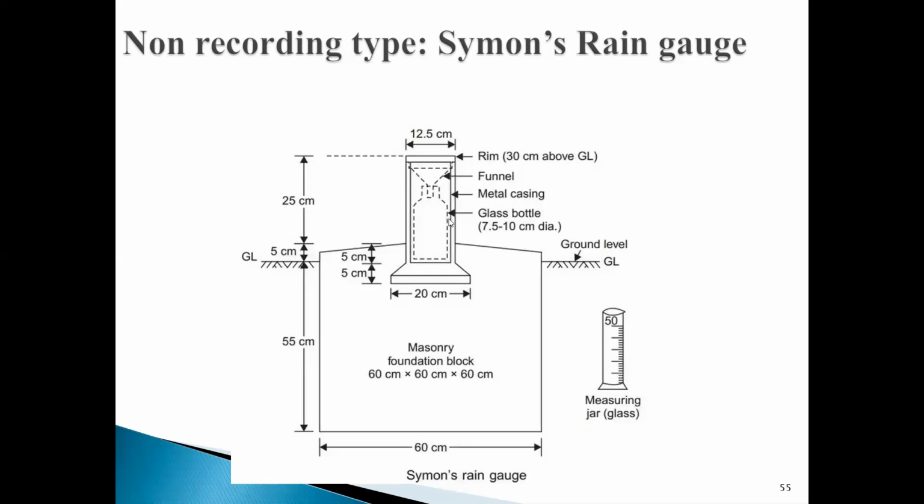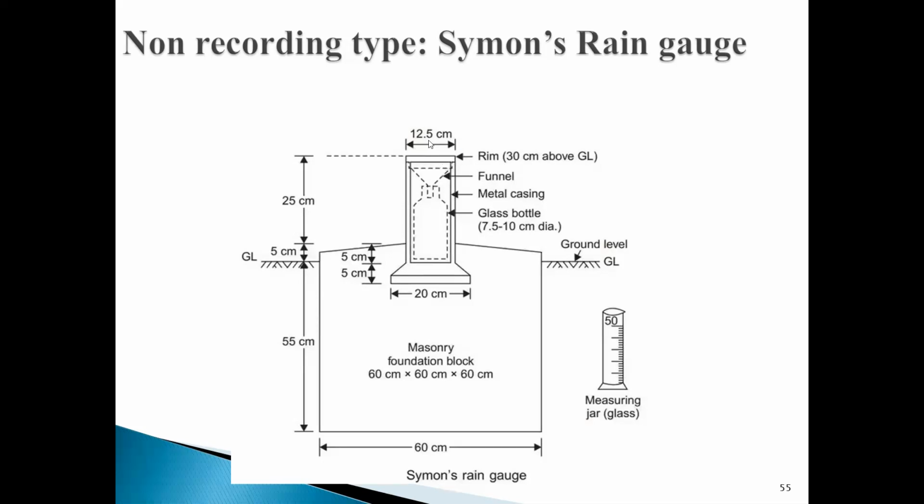So you have a space on either side, so that the glass bottle can be easily inserted inside the casing. And here you have a funnel, which acts as a receiver. This is the top of the rain gauge. It is in a circular shape, 30 centimeter above ground level. This is the rim of the metal casing.